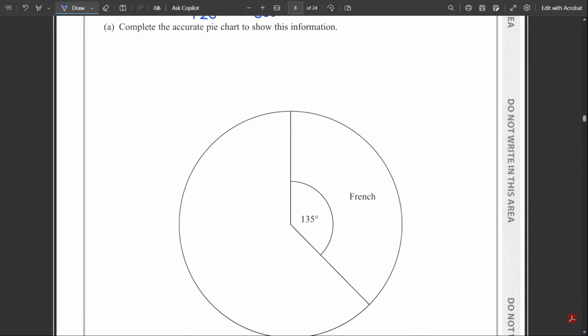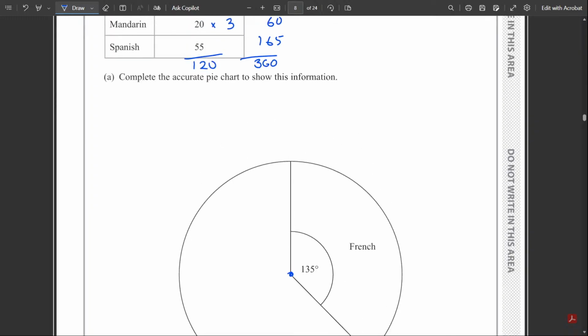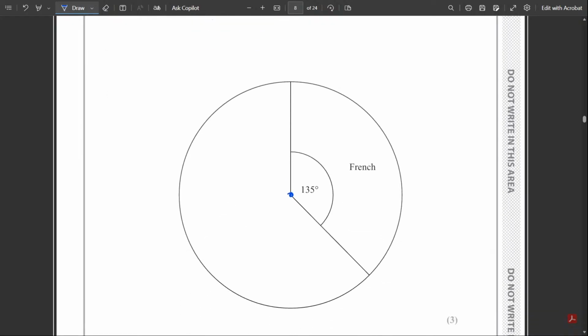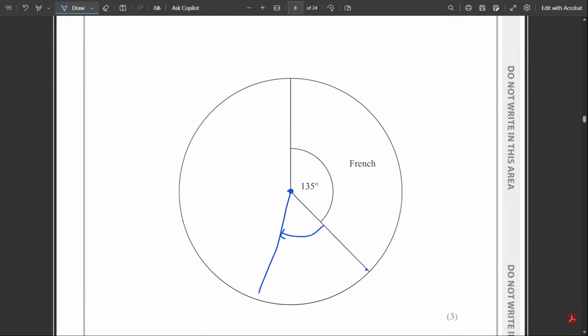Then you take your protractor, line up with one of those things, and then draw a 60-degree angle. I can't use a protractor on this basically. So you just need to make sure that you do it properly. Line up from here. You rotate 60 degrees that way, or you rotate 60 degrees that way, and then you get this section to be labeled as Mandarin. Okay, and then the remaining would be Spanish. Okay, that's your 165 degrees there.